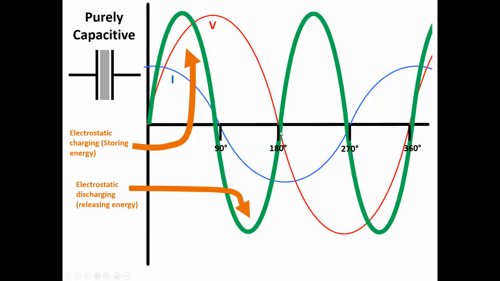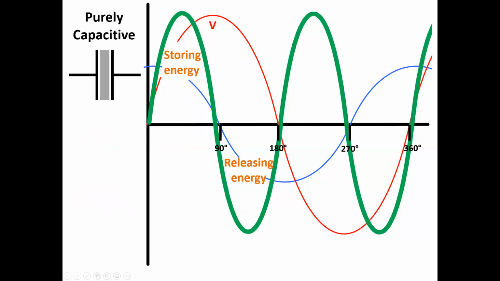And so in this scenario, what we have is electrostatic charges being stored. And again, we're storing energy in the capacitor from 0 to 90. And then we're releasing that energy, again, between 90 and 180. So what I want you to consider is the difference of time periods between these two. We have storing and we have releasing.